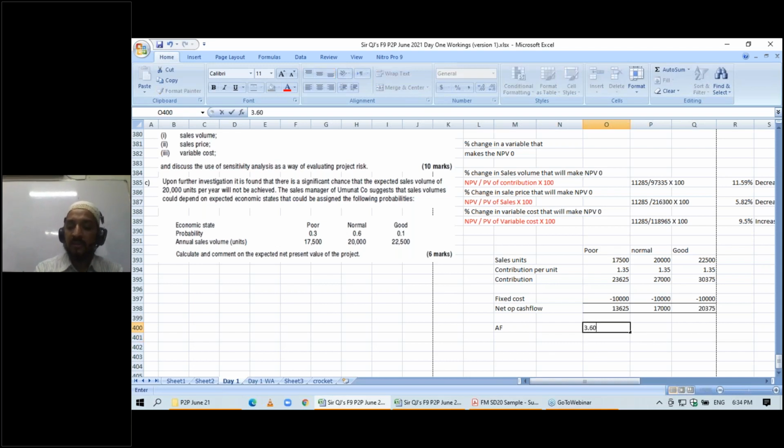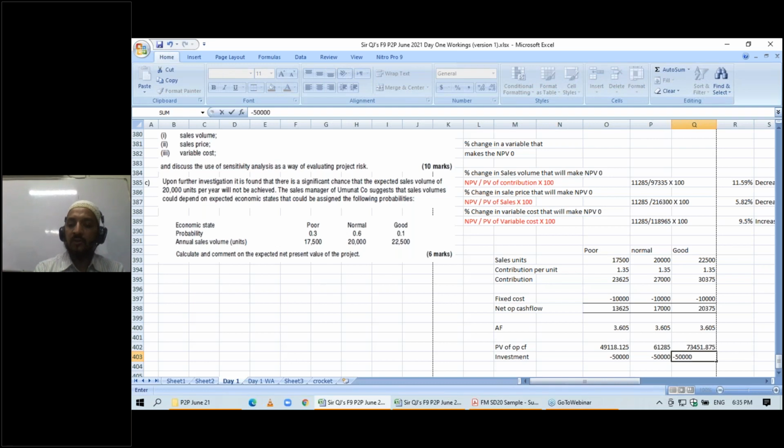Okay. So 3.605 was the annuity fraction. So we'll multiply this cash flow by 3.605 in all these 3 situations to arrive at the present value of operating cash flow. From this, you get the 5 years present value, and from this you will deduct the initial investment. So the initial investment is 50,000.